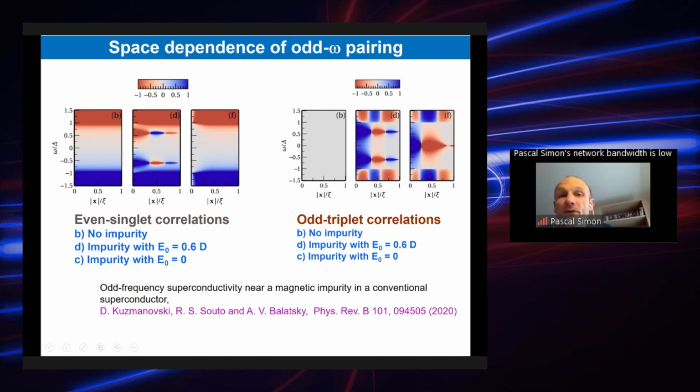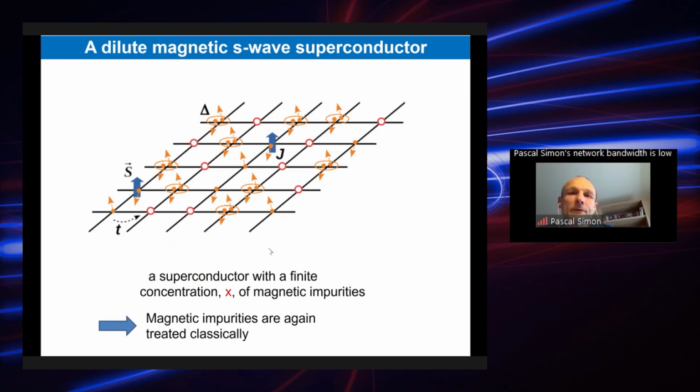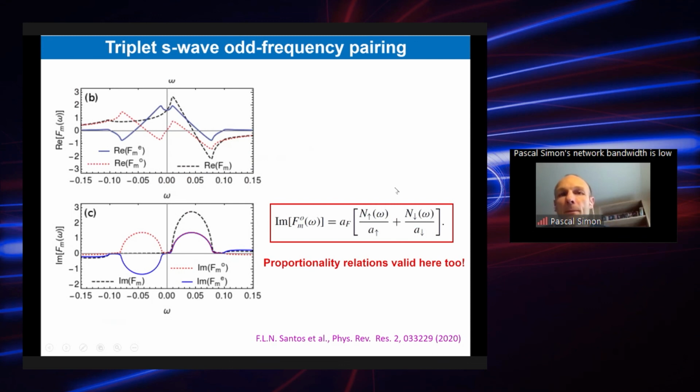We also extended this work to a dilute set of magnetic impurities. Here the physics will be the same, except that the Shiba bound states will be replaced by Shiba bands. But you do have the same proportionality relations between the imaginary part of the odd frequency pairing and the density of states. You can find more details in these publications.